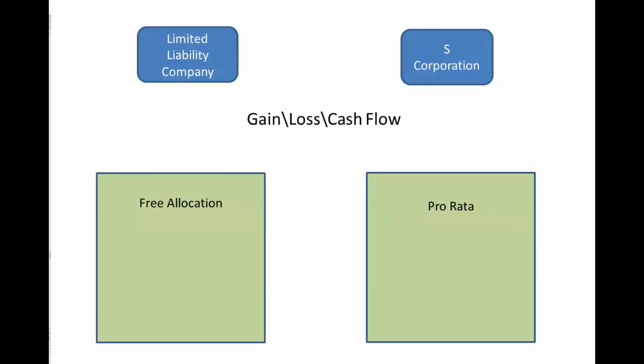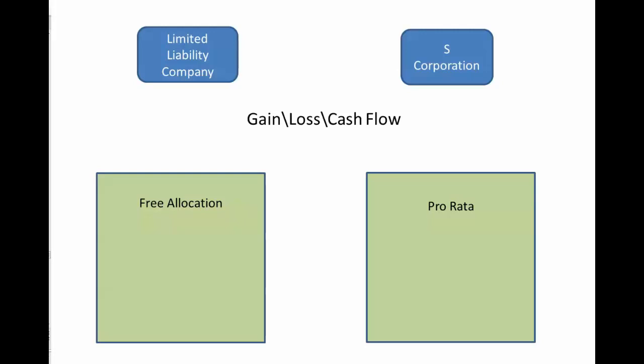How about the gain-loss cash flow? Sometimes we have owners where they want to put in one percentage of money, and then really what they want to do is have a different allocation of gain and loss. You can do that in a limited liability company. You cannot do that in an S corporation.